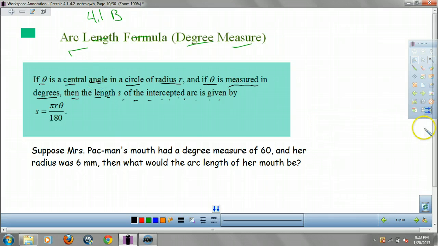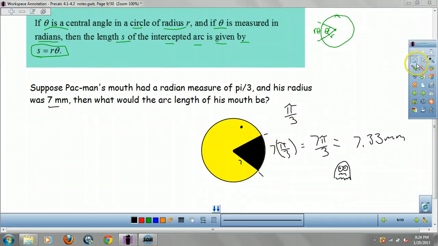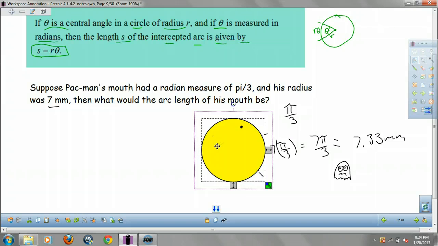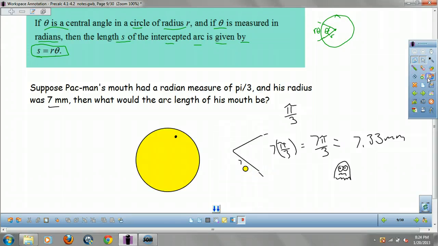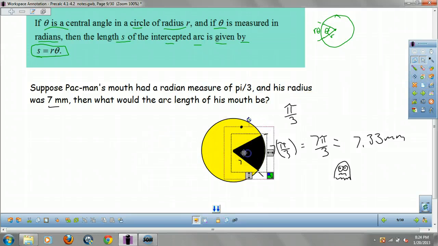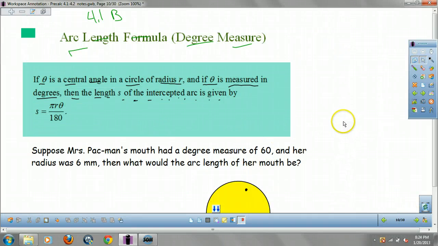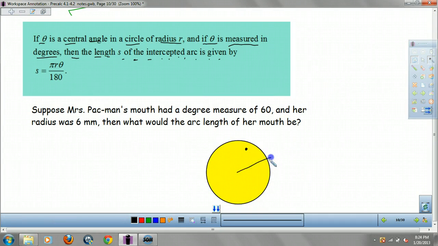Okay, so let's take a look at Miss Pac-Man. Just want to cheat here for a second. Oh, computer, why are you so slow? What just happened? What just happened, guys? Miss Pac-Man, your mouth is gone. I'll just draw one in real quick.